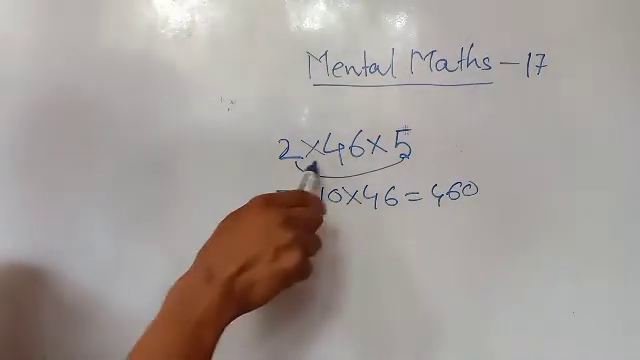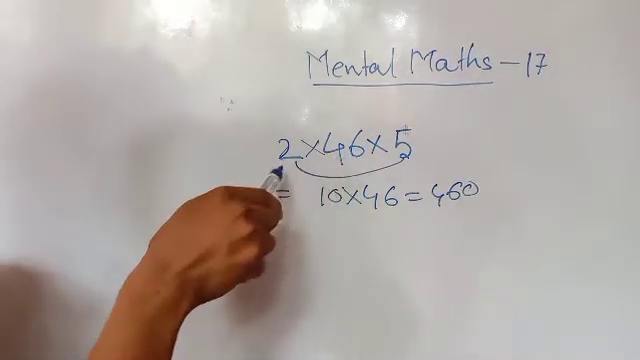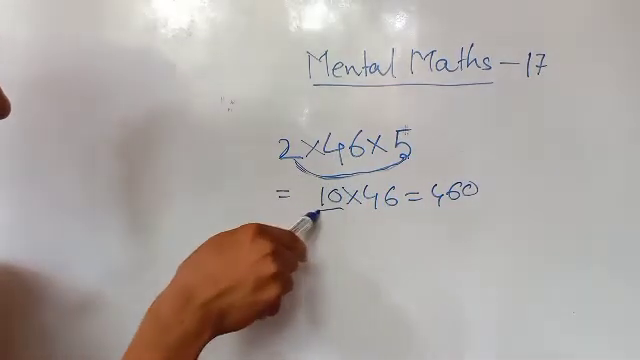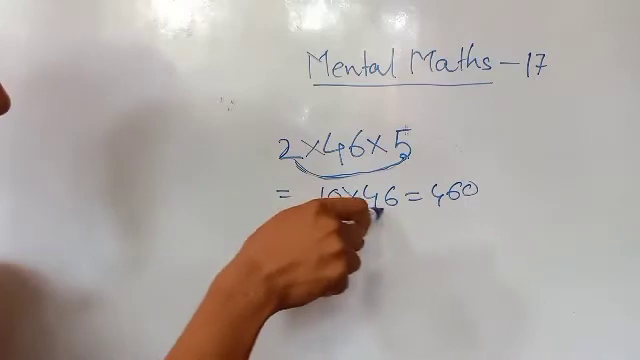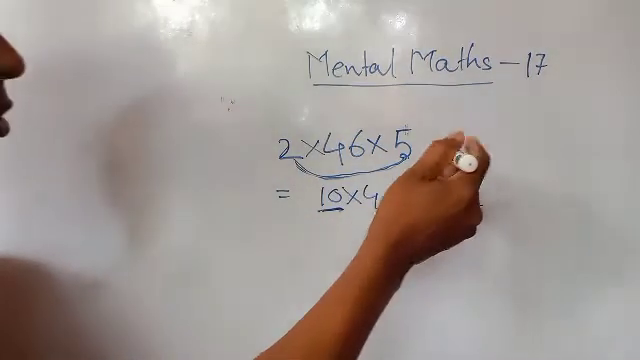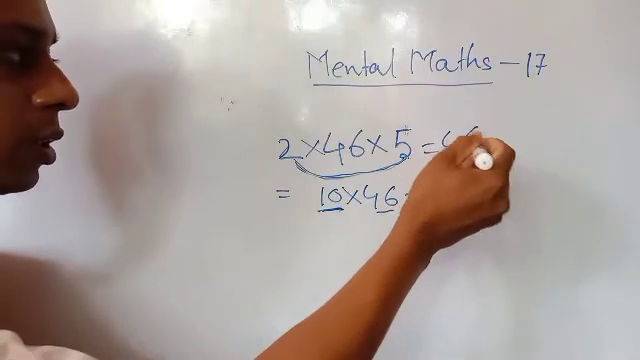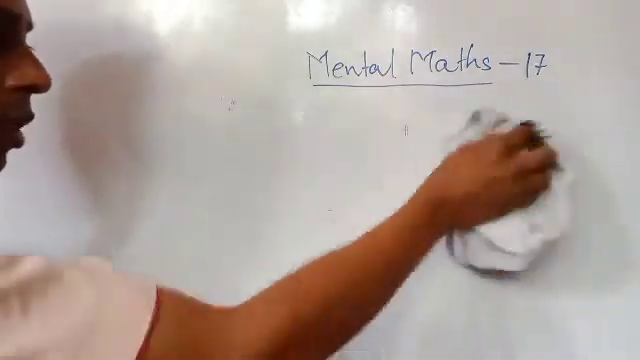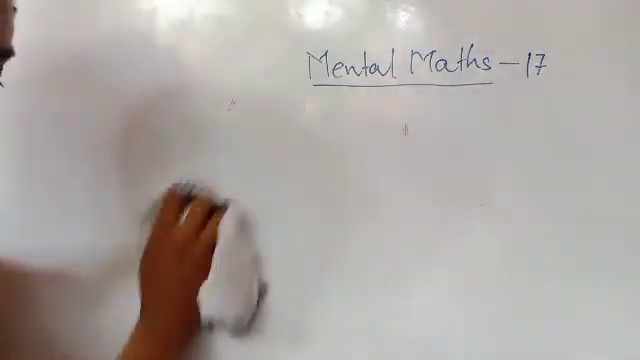So what to do? First these two no need to multiply. First multiply 2 and 5. 2 and 5 if you multiply, then you will get 10. Now 10 into 46 means 460. The answer will be 460. So easily you will get the answer. It will not take too much time. Okay. Another one I am showing you.